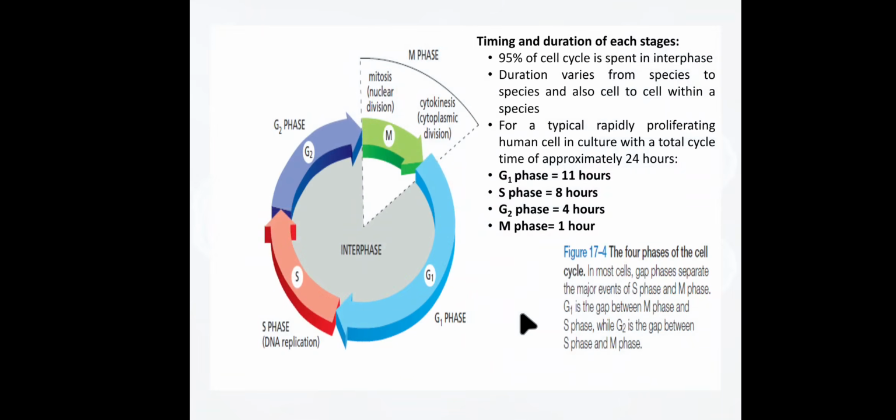Next, we'll discuss the time duration of each phase. 95% of the cell cycle is spent in interphase. So interphase is the largest phase. G1 phase is 11 hours, S phase is 8 hours, G2 phase is 4 hours, constituting 23 hours. So in 23 hours the interphase process will be happening. Then M phase is 1 hour. It is the shortest phase where division happens. M phase starts by nuclear division, mitosis, and ends by cytoplasmic division.